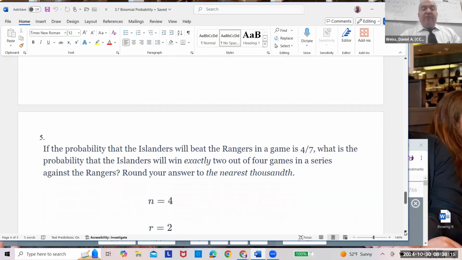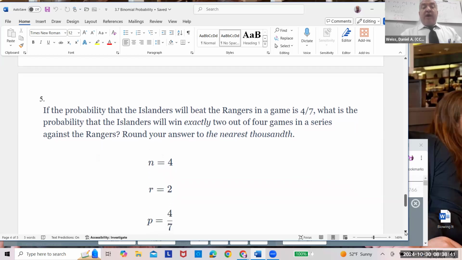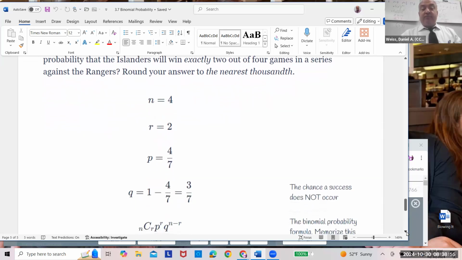All right. Let's do one more. If the probability that the Islanders will beat the Rangers in a game is 4 out of 7, what is the probability that the Islanders will win exactly 2 out of 4 games in a series against the Rangers? So they're saying 4-game series, that's N. N is 4. For them to win exactly 2, that's R. R would be 2. Okay, so the probability is 4 out of 7. If the probability is 4 out of 7, doesn't that mean that Q is 3 out of 7? Because 4 out of 7 plus 3 out of 7 is 7 out of 7, right?